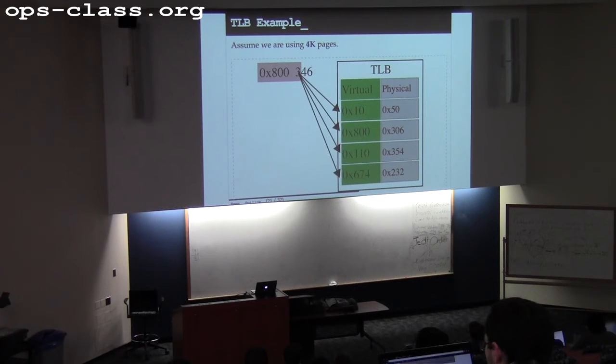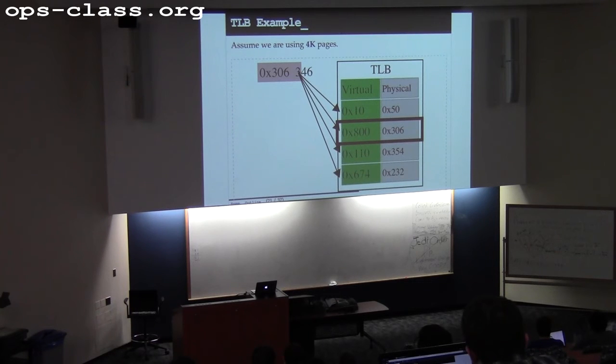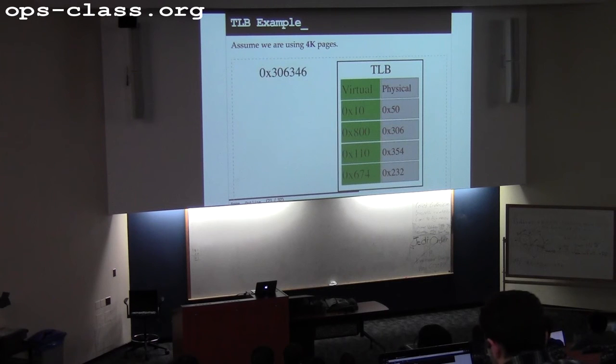All right, let's do this again. We have a virtual address. The bottom three hex digits are my offset. So I split it into the offset and the virtual page number, which is 800. I look up the virtual page number in the TLB. I map it to a physical page number. And I reassemble the physical address by combining the physical page number with the offset. Because these are 4K pages, don't try this at home with a 1K page. It won't work. With 4K pages, though, I can just smack these guys back together, and I'm good.